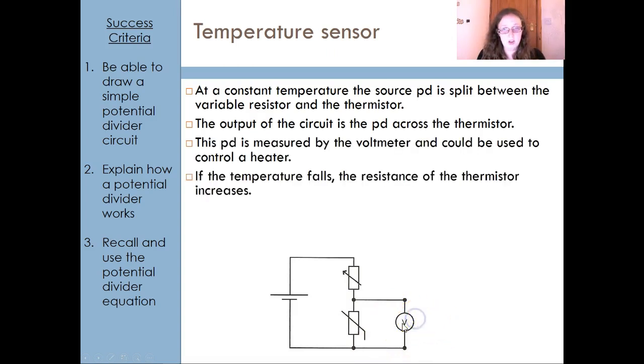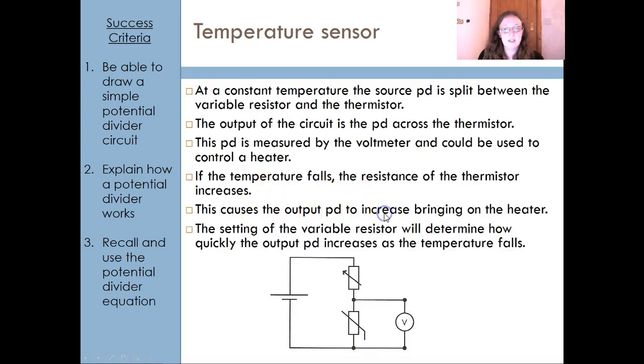And I could stick a heater in there if I wanted to, as I said. The reason I might want to is because when the temperature goes down, the resistance of the thermistor will go up. So the power going to the thermistor and the heater, if I put it where the voltmeter is, will also go up. So in other words, when it gets cold, the heater will turn on.